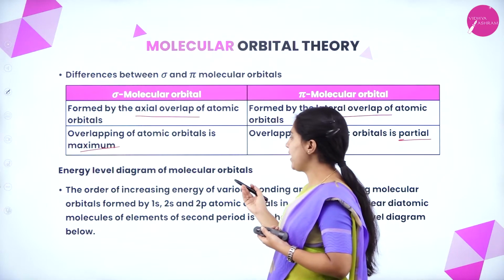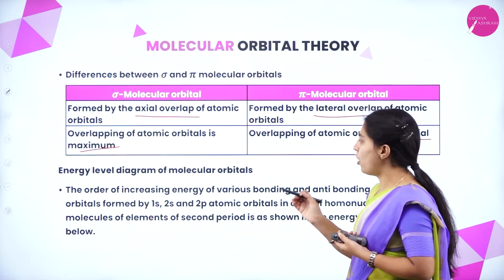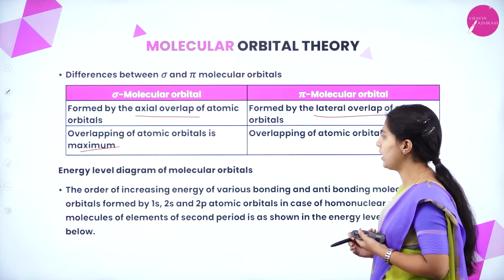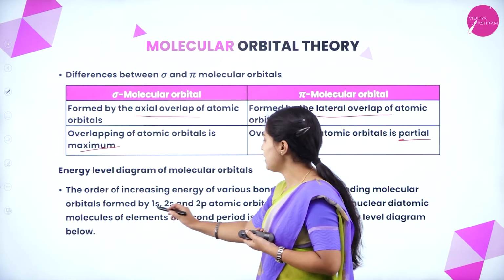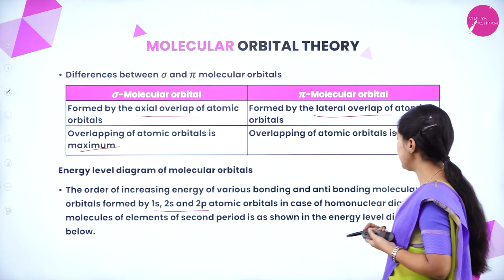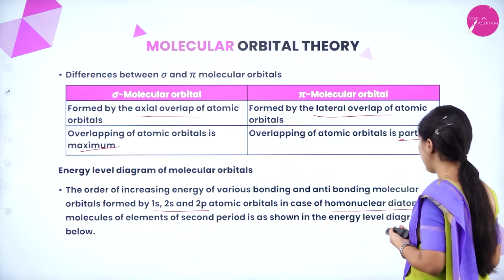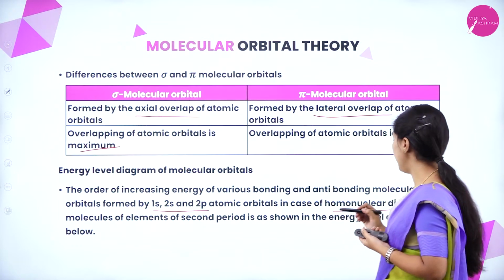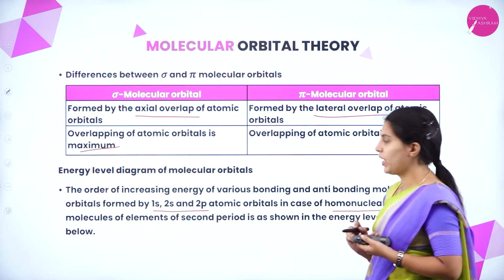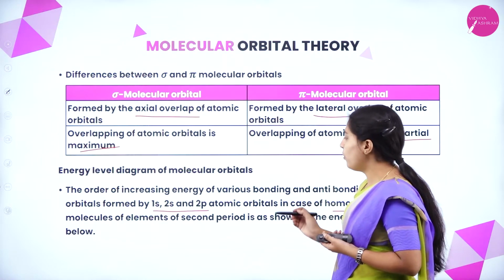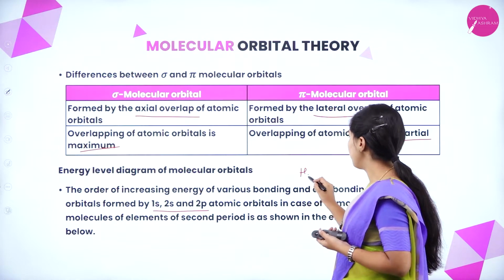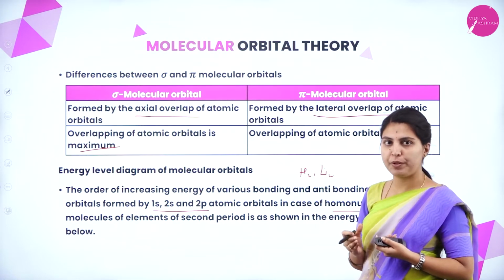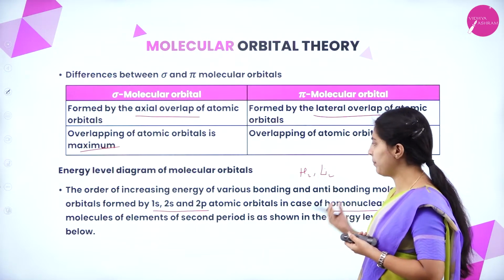Next, energy level diagram of molecular orbitals. The order of increasing energy of various bonding and anti-bonding molecular orbitals formed by 1s, 2s and 2p atomic orbitals in the case of homonuclear diatomic molecules of elements of the second period is shown in the energy level diagram below. Homonuclear means H2, Li2, like this. The same kind of atom should be present.